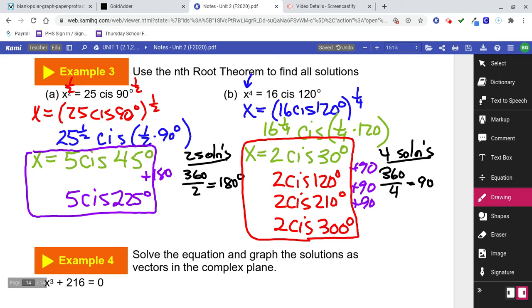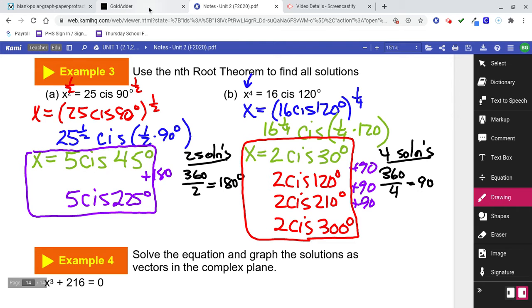Are all 4 of those imaginaries? Yeah, maybe. I see an i in there. Cis contains an i. Remember that stands for cosine, i, sine. But, you know, if you changed it back to rectangular form, maybe that would make it easier for you to understand. You know, I don't know that I want to do that, I guess.